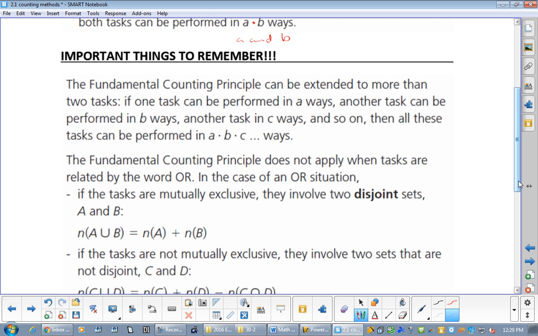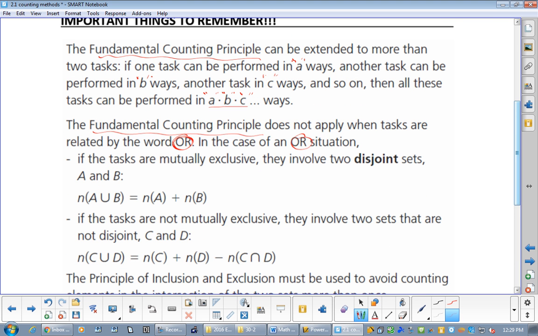The fundamental counting principle can be extended to more than two tasks. If one task can be performed in A ways, another in B ways, and another in C ways, and so on, then they can be performed in A times B times C ways. The fundamental counting principle does not apply when tasks are related to the word or.